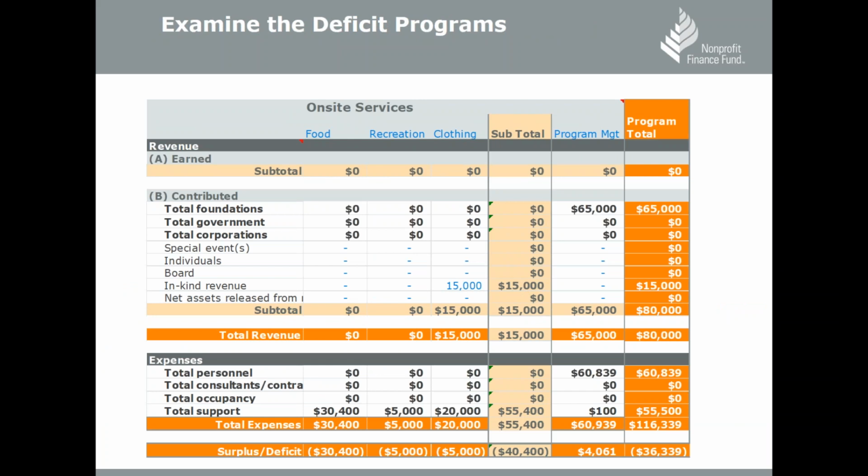So first, let's look at the subprogram of on-site services. Let's begin on the right-hand side with program management. So what do we see? One grant provides the funding for the entire program, and one program manager runs all of the programs. So here's the grant, and here's the manager.